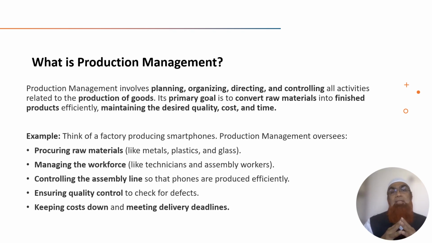For example, think of a factory producing a smartphone. Production management oversees procuring raw materials like metals, plates and glass. Then maintaining the workforce, like technicians and assembly workers. Third is controlling the assembly lines, so that smartphones are produced efficiently, with everything in line and on schedule. Ensure quality control at every stage, keeping costs down and meeting the delivery deadlines. The main objective of production management is maintaining the best quality at the least cost within the scheduled time frame. So this is about production management.